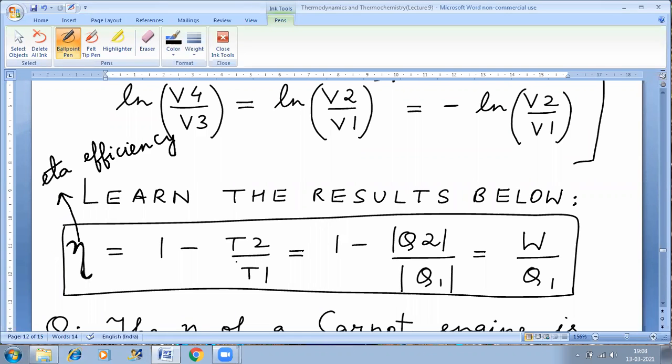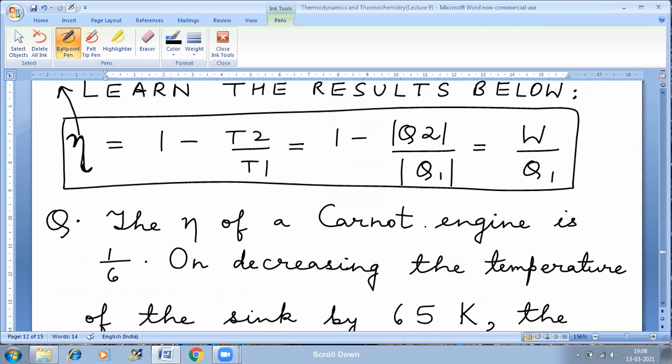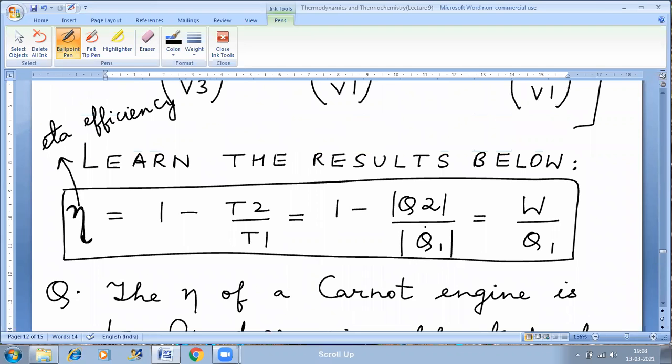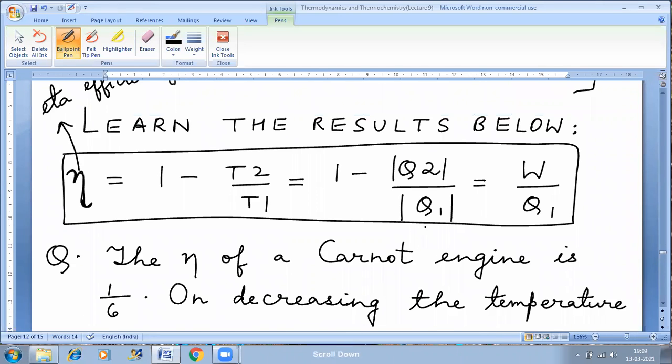Also that is equal to 1 minus mod of Q2 upon mod of Q1. Q2 is the heat released, Q1 is the heat absorbed. So eta is the efficiency of the engine.